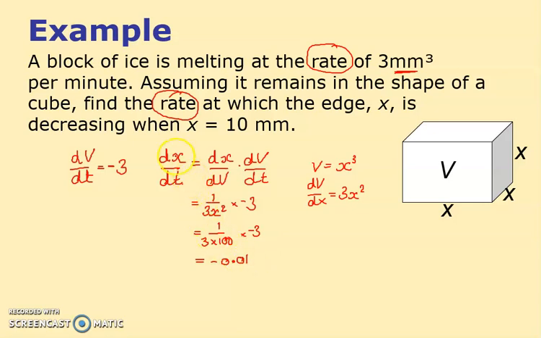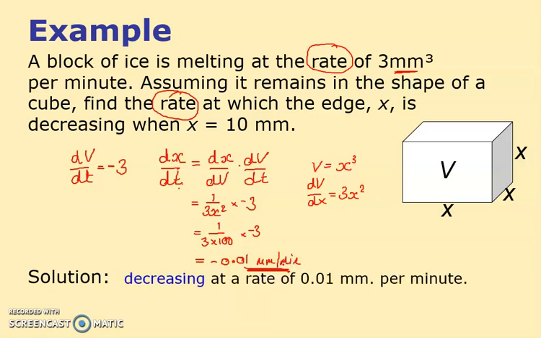What's the units of this? This is centimetres per minute, or millimetres per minute. That's what the answer says. It's decreasing, I agree with that, because it says minus, at a rate of 0.01 millimetres per minute.